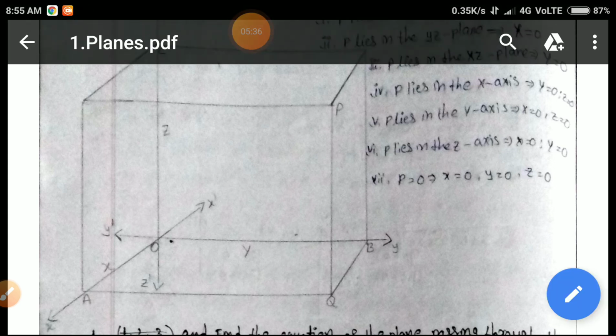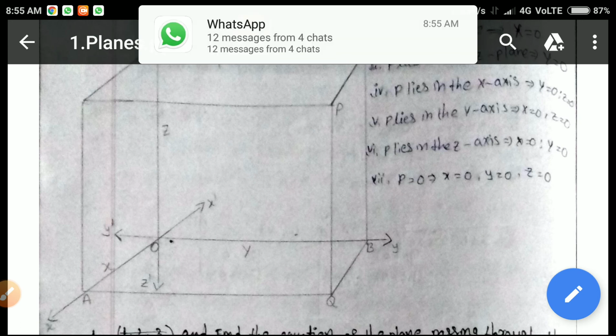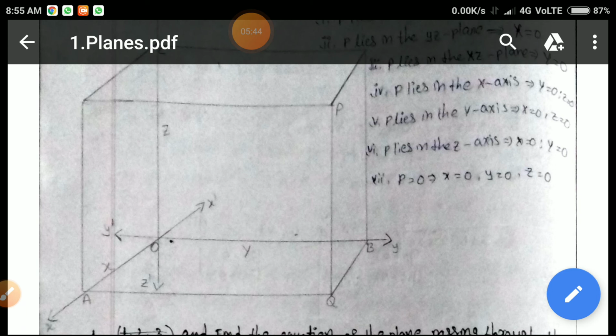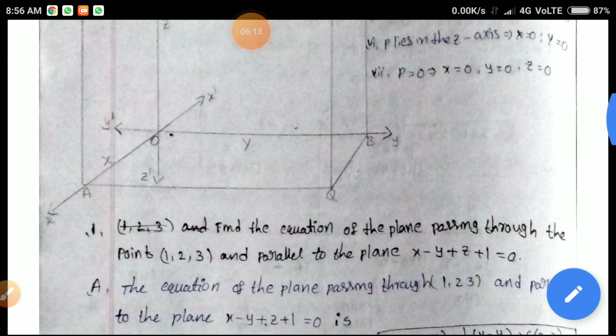Similarly, we see that the equation of the x-axis is y = 0, z = 0. Similarly, the equation of the y-axis will be x = 0, z = 0. The equation of the z-axis will be x = 0, y = 0. Next, the equation of the xy plane is given by z = 0. The equation of the yz plane is given by x = 0.